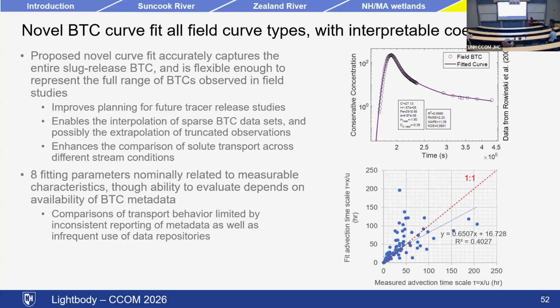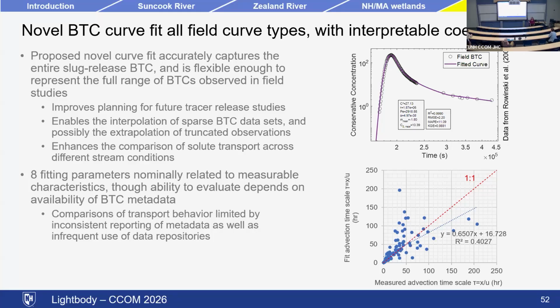And the 8 fitting parameters that we have were nominally related to measurable characteristics. So for example, from the metadata that goes with the stream, if we know how long the reach was and what scientists at the time measured the velocity in the stream to be, we can get a pretty good idea of how fast the solute was actually behaving if we fit a curve. If you squint, there is a positive relationship there.